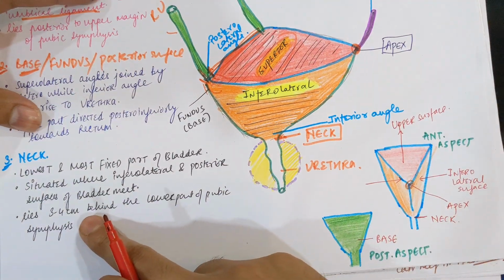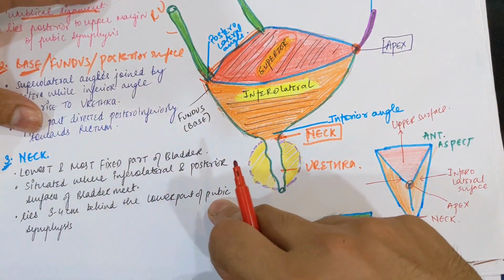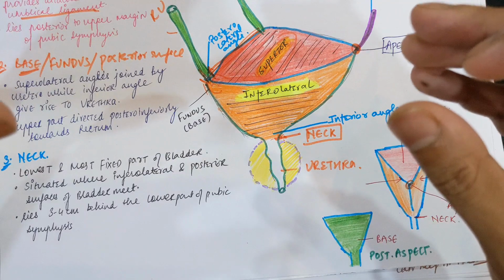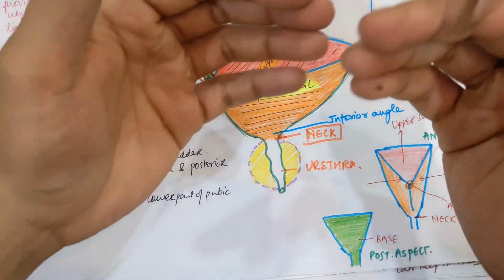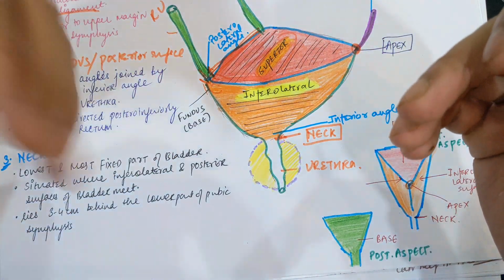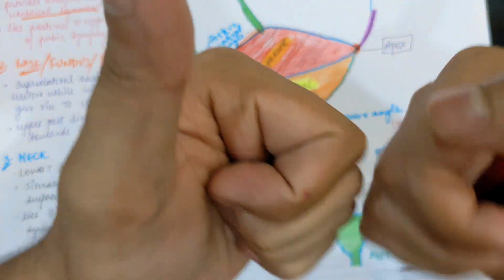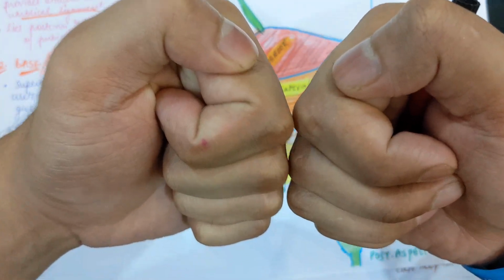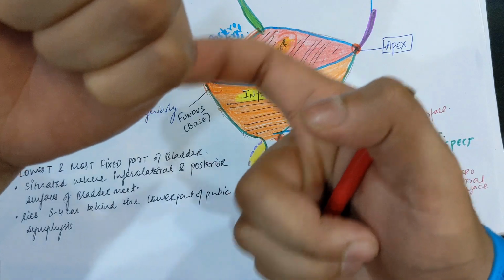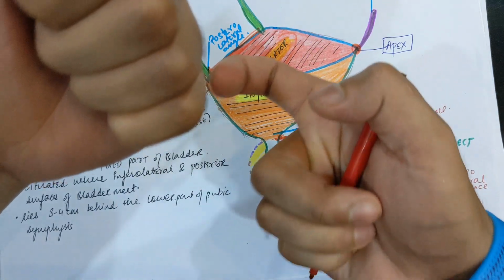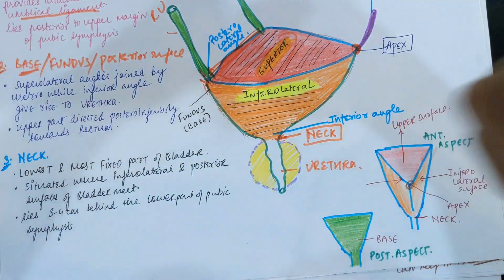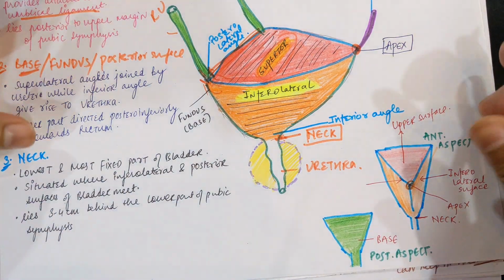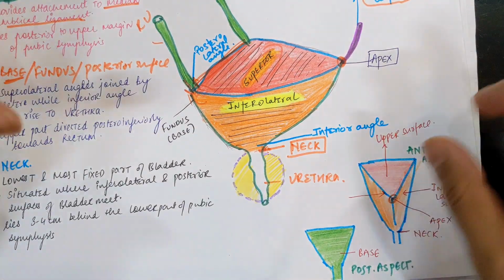It lies 3 to 4 centimeters behind the lower part of the pubic symphysis. The meaning is that the neck is present 3 to 4 centimeters behind the lower margin of the pubic symphysis. So this is the pubic symphysis, just consider this joint. Clear? So these are the parts and these are the surfaces.